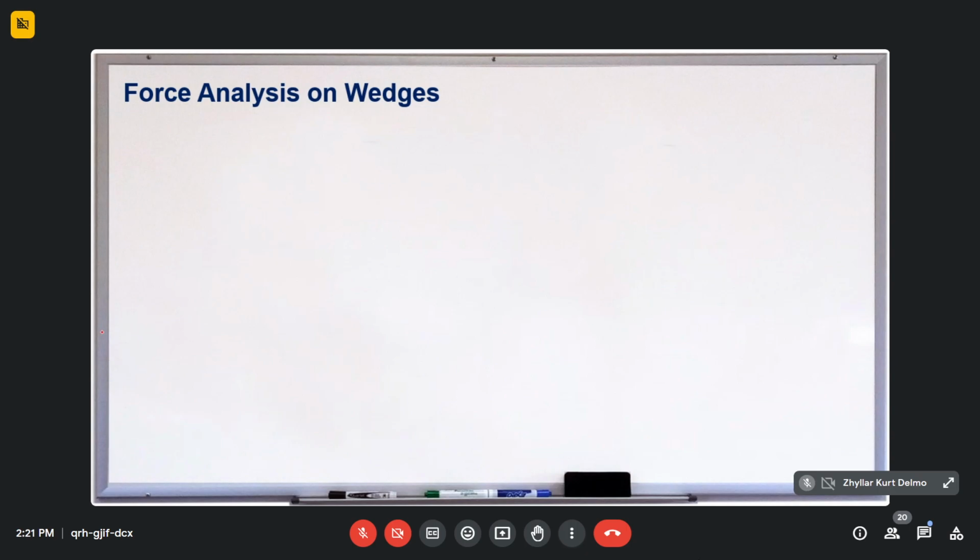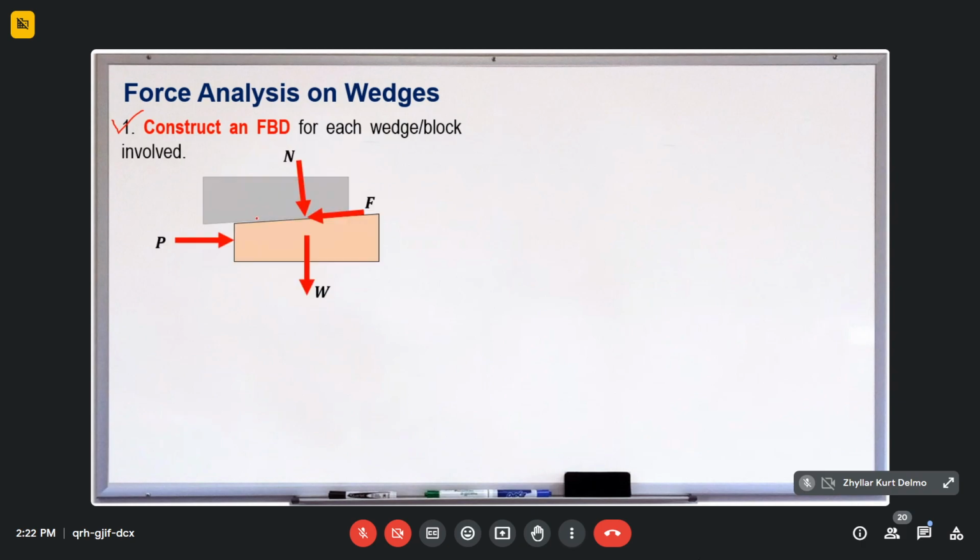So this is how you solve problems that involve wedges and blocks. The first step is to construct, you can use this in any application, an FBD for each wedge or block involved in our system. So just like this one, we have two wedges here. So if you have two wedges, make sure to construct two FBDs too.